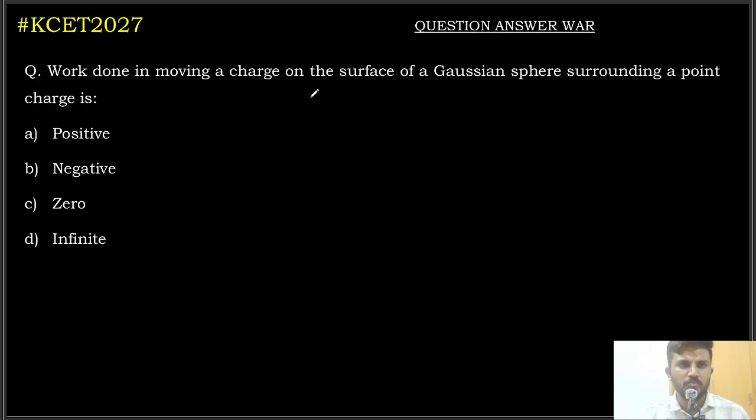Next, we have work done in moving a charge on the surface of a Gaussian sphere surrounding point charges. Since the Gaussian sphere has uniform potential, there will be equal potential at all points. So work done is given by final potential minus initial potential into the charge which we are moving, q. Final potential and initial potential are the same, so we get 0. So work done will be 0 if it is spherical in shape. If it is a different shape, we may have to consider a different case.